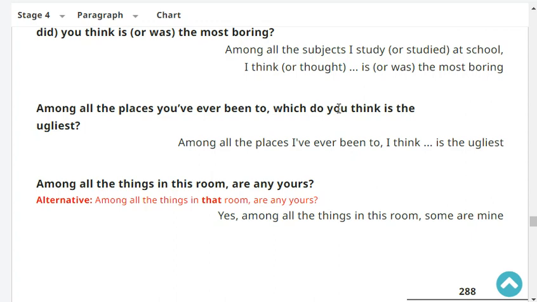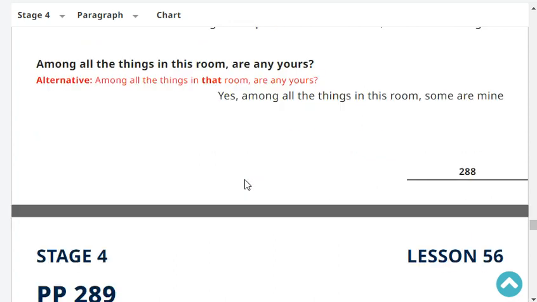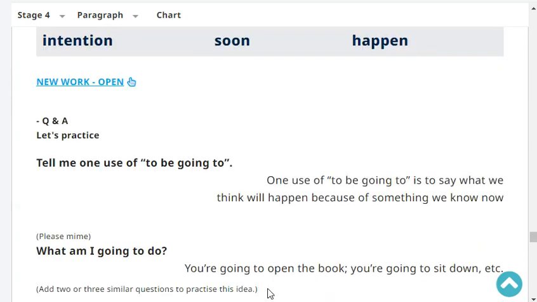Among all the things in that room, are any yours? Yes, among all the things in this room, some are mine. Very good. Tell me one use of to be going to.